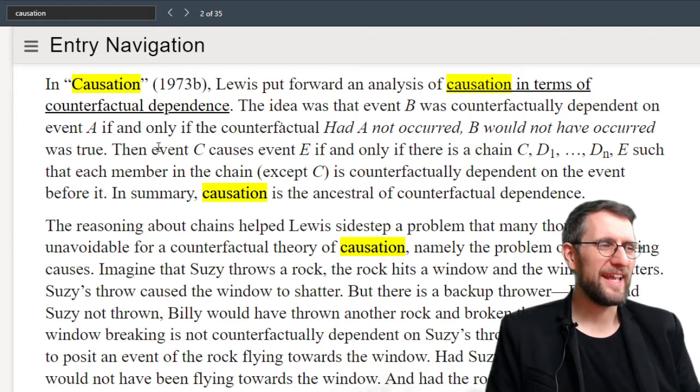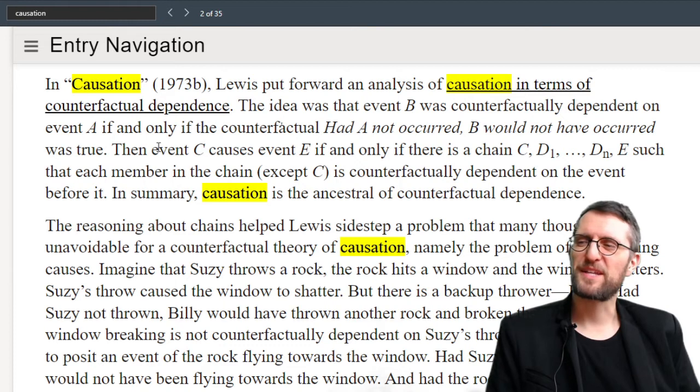Okay, so if A had not occurred, B would not have occurred, then event C causes event E. This is what we just read. If and only if there's a chain C, D to D, N, E. Okay, this was the set that he meant. He was talking about a set. So there can be different pieces in there, right? Like in a Tim's crazy machine, or however you call these, such that each member in the chain is counterfactually dependent on the event before it. In summary, causation is the ancestral of counterfactual dependence.